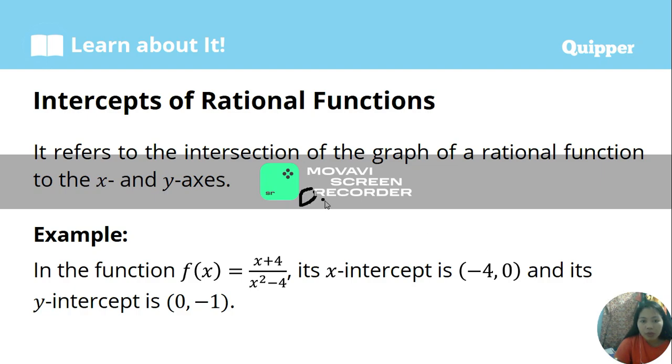So 0 equals x plus 4 over x squared minus 4. Since this is a rational equation, why is it a rational equation? Because we have a rational algebraic expression and we also have the equal symbol, so that's a rational equation.